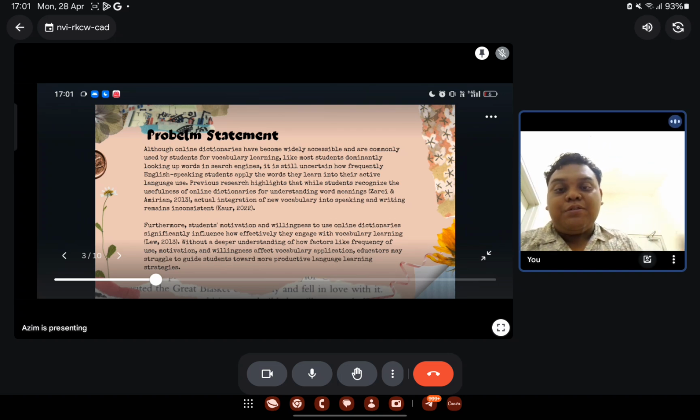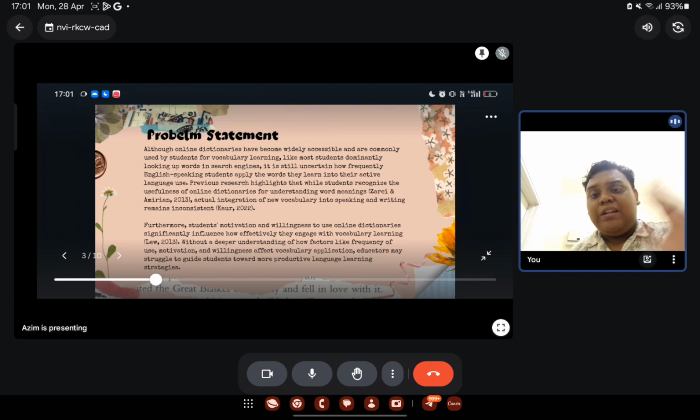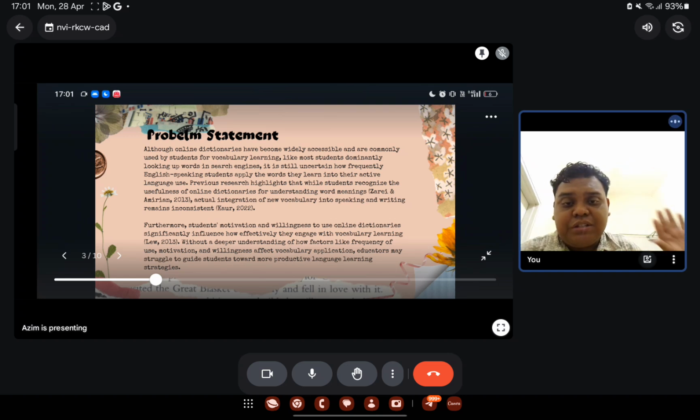Furthermore, students' motivation and willingness to use online dictionaries significantly influence how effectively they engage in vocabulary learning, according to new 2019. Without a deep understanding of how factors like frequency of use, motivation, and willingness affect vocabulary application, educators may struggle to guide students towards more creative language learning strategies.